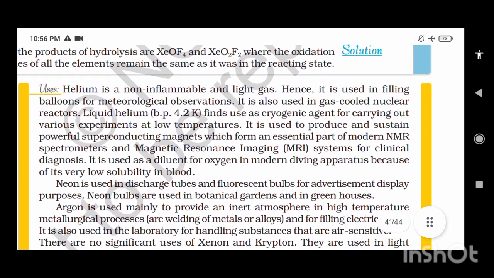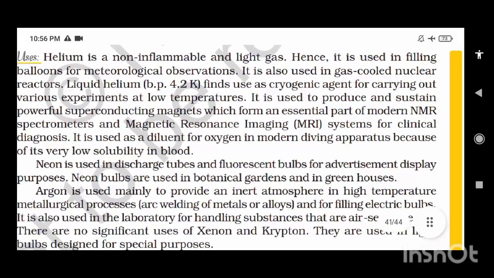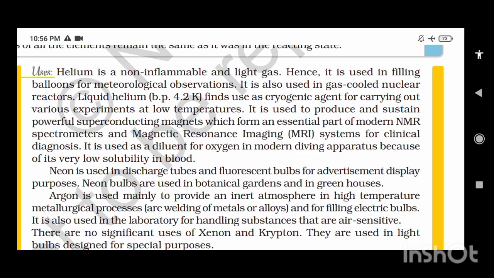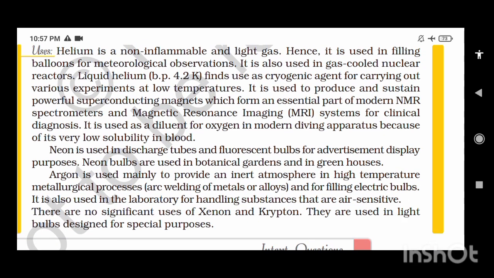Uses. Helium is a non-inflammable and light gas, hence it is used in filling balloons for meteorological observations. It is also used in gas-cooled nuclear reactors. Liquid helium is used as a cryogenic agent for carrying out various experiments at low temperatures. It is used to produce and sustain the powerful superconducting magnets which form an essential part of modern NMR spectrometers and magnetic resonance imaging systems for clinical diagnosis.